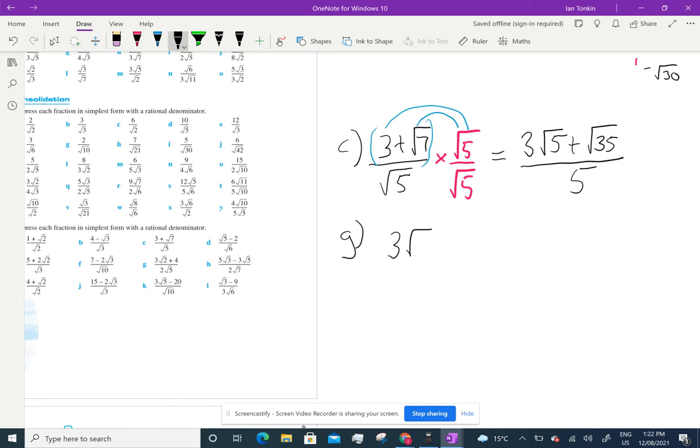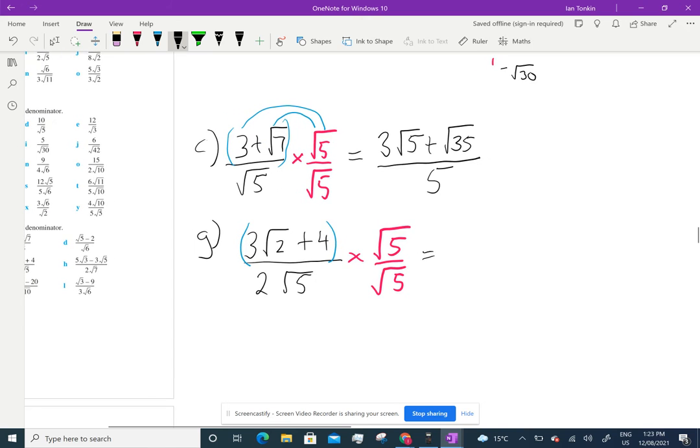They're getting complicated now. 3 root 2 plus 4 over 2 root 5. Again, just look at the denominator and look for the surd. Root 5, root 5. Now again on the top, you've got to remember that it's root 5 times both of those things. So I'm going to write it out so you can follow what I'm doing. I'm going to get 3 root 2 times root 5 plus 4 root 5. And on the bottom, I get 2, and root 5 times root 5 is just 5.